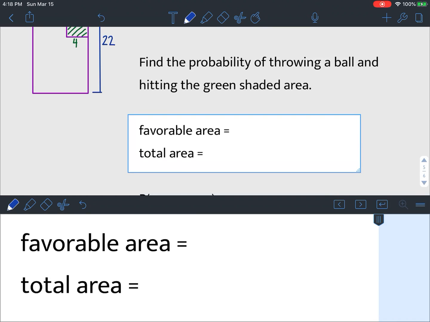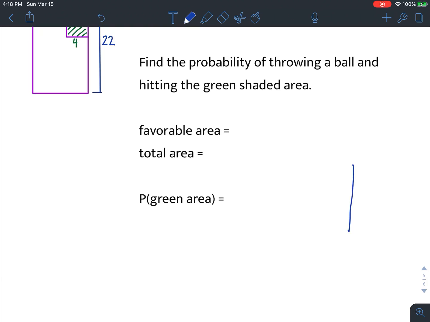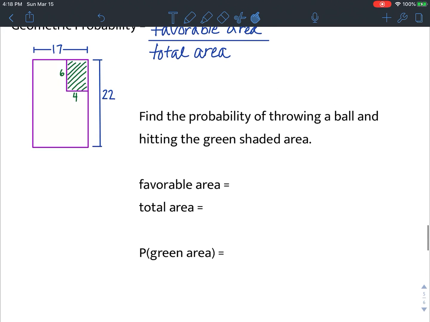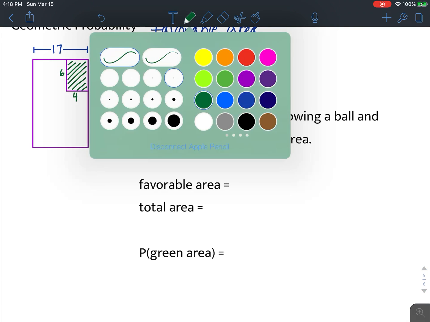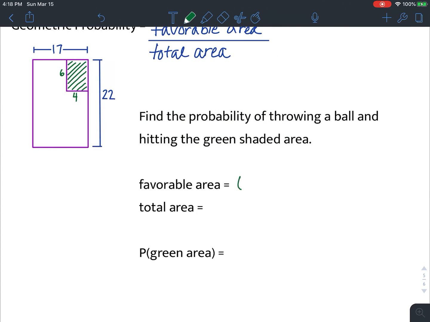Okay, so we're going to find the probability of throwing a ball and hitting this green area here. So the favorable area. Oh, this isn't going to work. I can't see the picture. Okay, there we go. So the favorable area, this is the area of a rectangle. So that's just going to be length times width. So 6 times 4, 24, right?